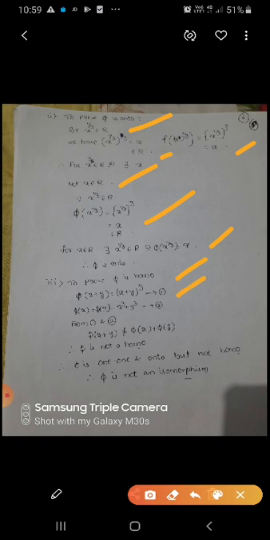Next, phi of x plus phi of y equals x cube plus y cube, equation 2. From 1 and 2, these both are not equal, so phi of x plus y is not equal to phi of x plus phi of y. Therefore phi is not a homomorphism.